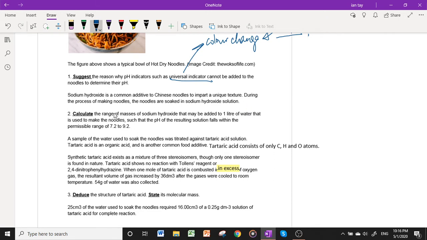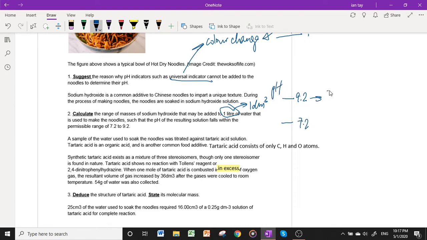During the process of making noodles, the noodles are soaked in sodium hydroxide solution. Calculate the range of masses of sodium hydroxide that may be added to 1 liter of water. 1 liter is normally a cooking measurement; in chemistry, we'll call it 1 dm cube. So basically you want to add some sodium hydroxide to 1 liter of water so that the pH falls within the permissible range. The permissible range has a highest boundary of 9.2 and a lowest boundary of 7.2 on the pH scale.